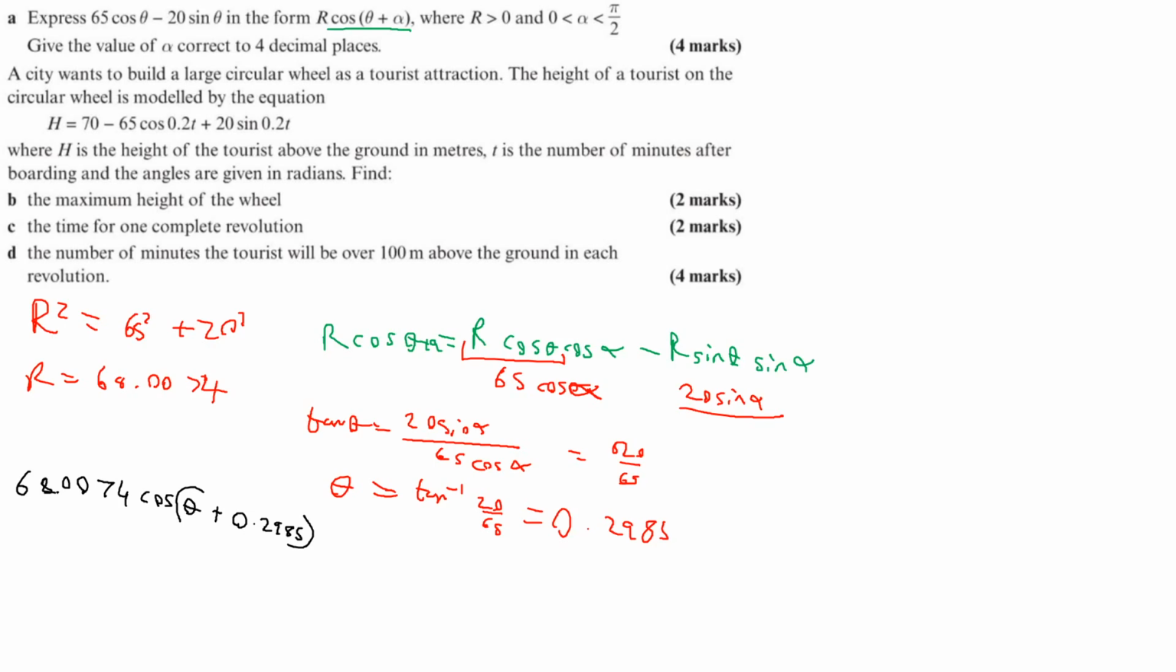Okay? So now we need to work out a city that wants to build a large circular wheel, and its height is given like this. So how are we going to find the maximum height of the wheel? Well, the maximum height will occur when this is equal to 1. And so therefore H max is going to be 70 plus 68.0074, which is equal to 138.0074. Let me just quickly write that down.